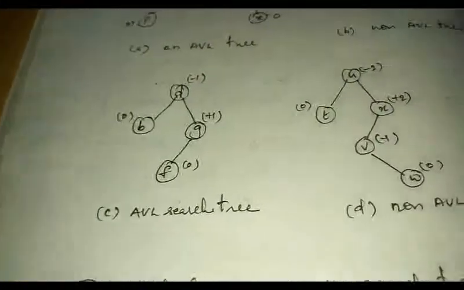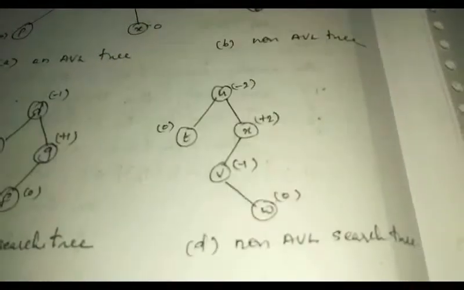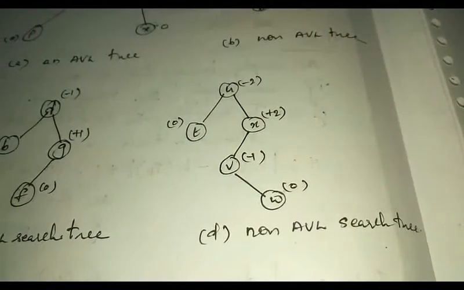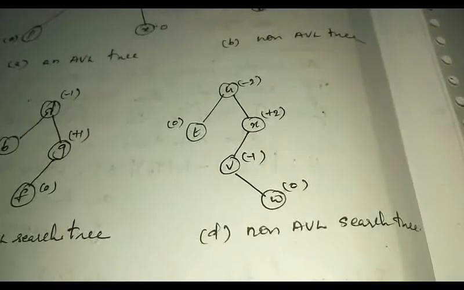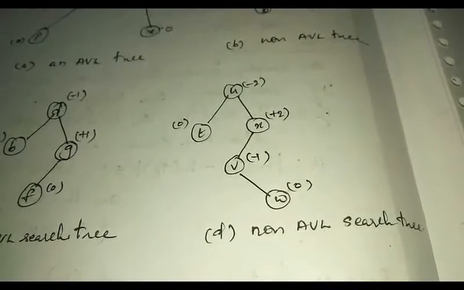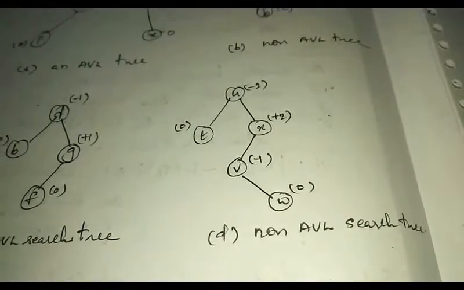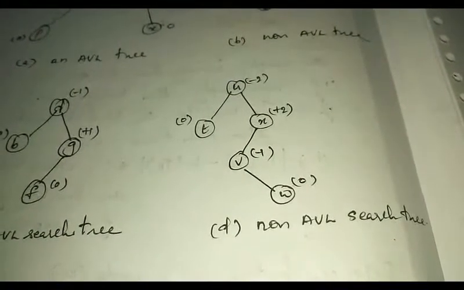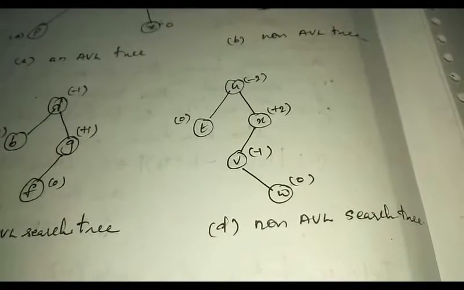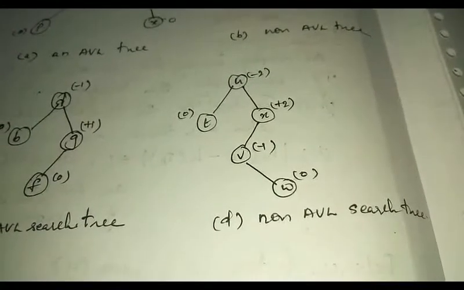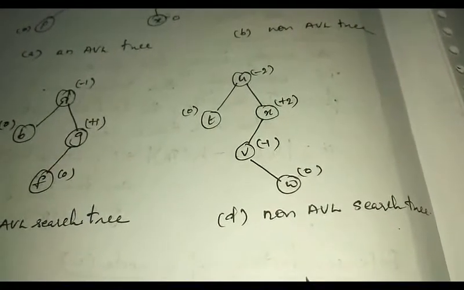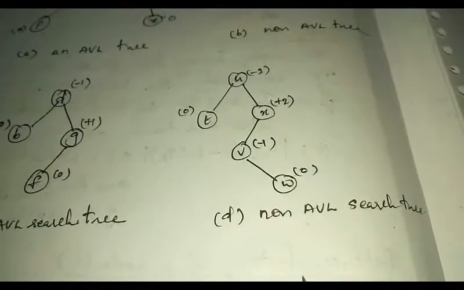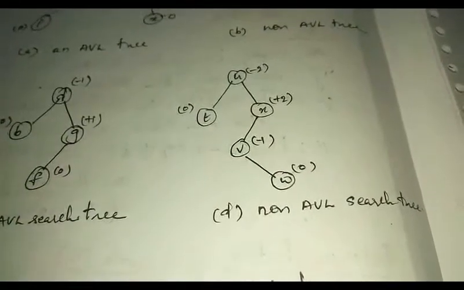Now look at the last figure, figure D. Here it's a binary tree. It also follows the BST concept, but look at the balancing factor values of the nodes. Some nodes have a balancing factor of 2, that is, minus 2 and plus 2 are there. That means this is not an AVL tree. It can be said to be a binary search tree, but it is not an AVL tree. So it is a non-AVL search tree.